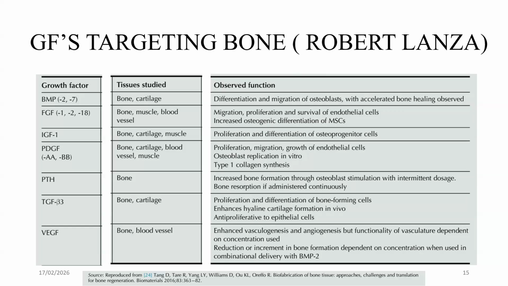FGF, fibroblast growth factor, affects the migration, proliferation, and survival of endothelial cells, and increases osteogenic differentiation of MSCs. MSC stands for mesenchymal stem cells. Okay. So when I say osteogenic differentiation, that means the stem cells are differentiating to become osteoblasts.